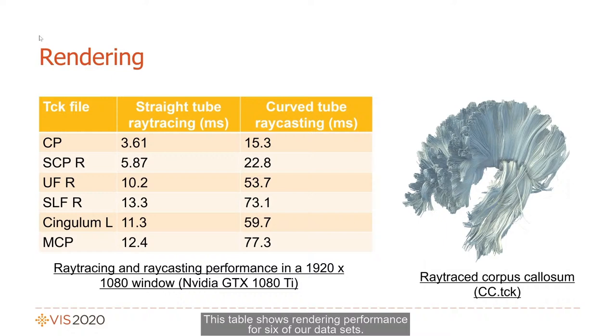This table shows rendering performance for six of our datasets. Smaller datasets have more large empty octree nodes, which the ray tracer can efficiently skip. Curved tube raycasting is slower, but still interactive. Note that these times are for moderate consumer-level hardware.